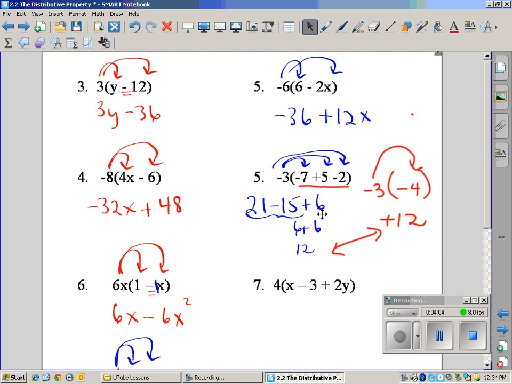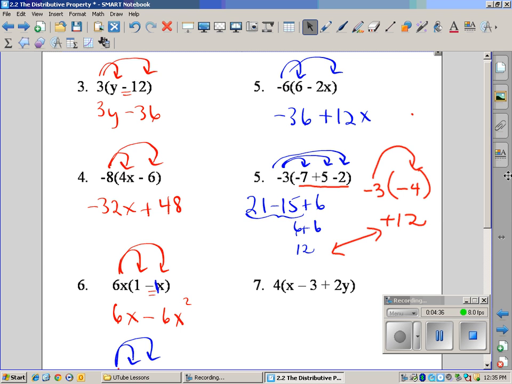I really want to skip down and talk about the second number 5 right now. It's different than the ones we've worked before because it's all numbers. So there's actually 2 ways we can do this. And you can see in the blue, I've worked it one way by doing our normal distribution. Negative 3 times negative 7, positive 21. Negative 3 times positive 5, negative 15. Negative 3 times negative 2, positive 6. 21 minus 15, and then 6 plus 6.